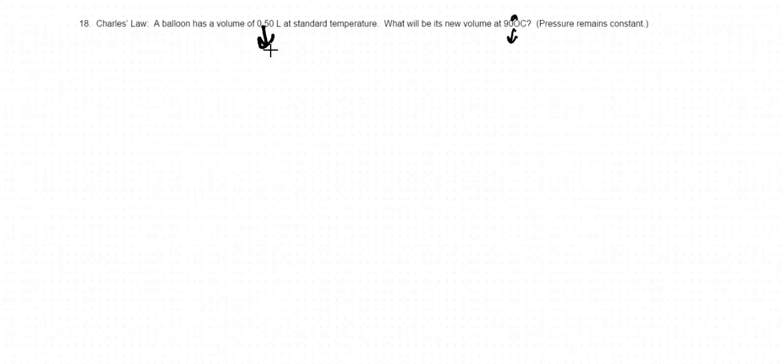Okay. So what information did you get there? You got the volume. What information did you get here? Standard temperature. So what is standard temperature? Oh, is that it? Just 273.15. It's 0 degrees Celsius that is standard temperature. Oh, okay. So which is 273.15 degrees Kelvin.